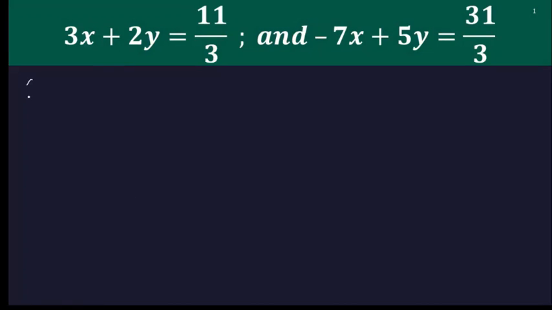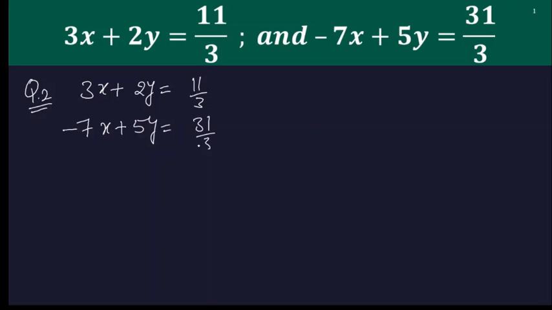Now I took the second question. 3x plus 2y equal to 11 upon 3, and the second equation, minus 7x plus 5y equal to 31 upon 3. See, as per your choice, as per your calculation convenience, you can make any coefficient the same, either the coefficient of x or the coefficient of y. It is up to you.